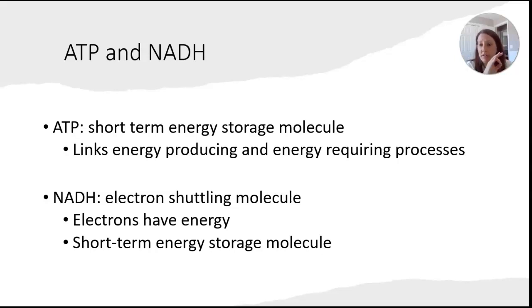ATP, I want you to think of as the energy currency that your cells can actually use. Your cells can't use glucose directly. Glucose has to be first broken down, the energy extracted from it and turned into ATP. And then this ATP can drive cellular reactions. Okay, so ATP again is a short-term energy storage molecule. It's the form of energy that your cells can use directly.